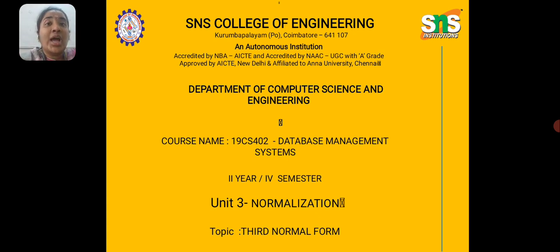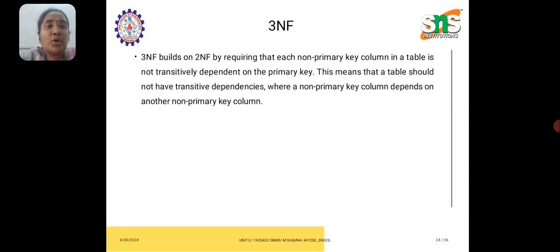Today we are going to see a topic on database management system in normalization, which consists of the third normalization form. It is known as 3NF. 3NF builds on 2NF by requiring that each non-primary key column in a table is not transitively dependent on the primary key, which defines 3NF.